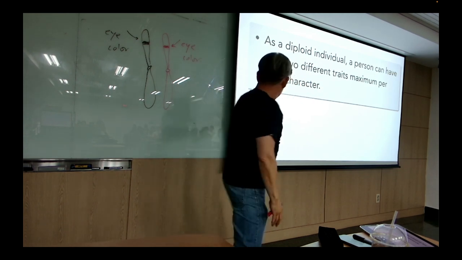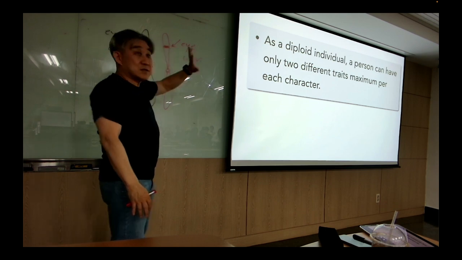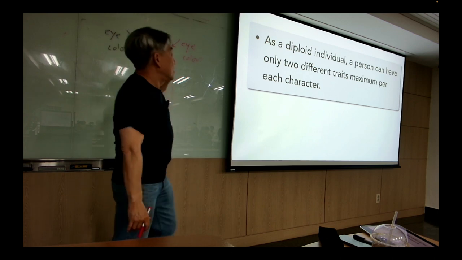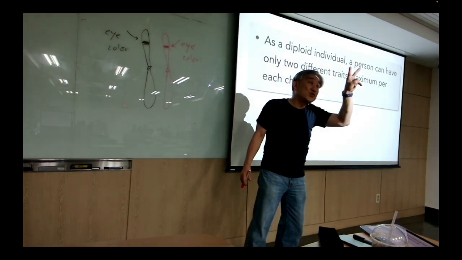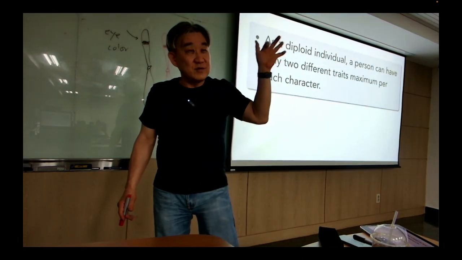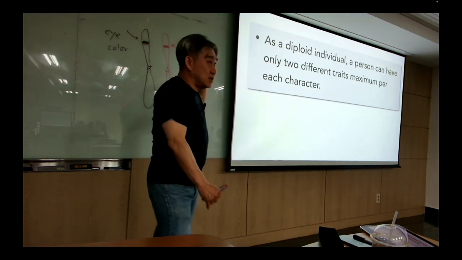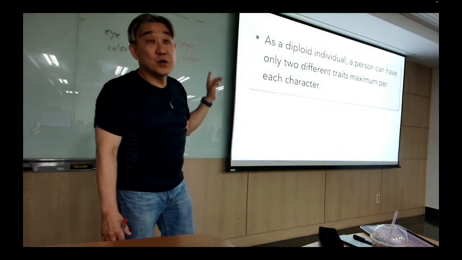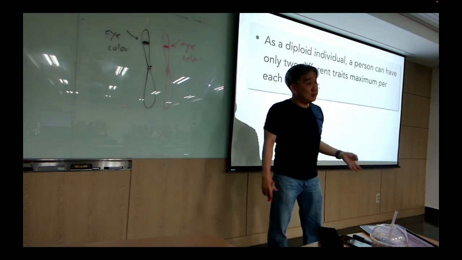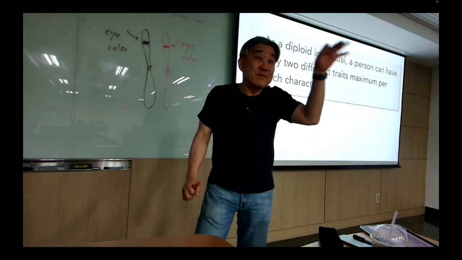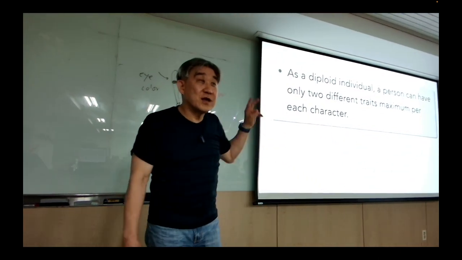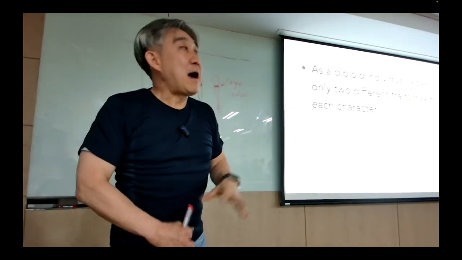So you have a maximum of two different ones. It could be the same kind, or sometimes it could be different, depending on your circumstances. But no matter what, you have only two different versions of each particular character. Why? Because you are diploid. If you were triploid, then you could have a maximum of three different traits as an individual. But since you are diploid, you can have only two. Get it?